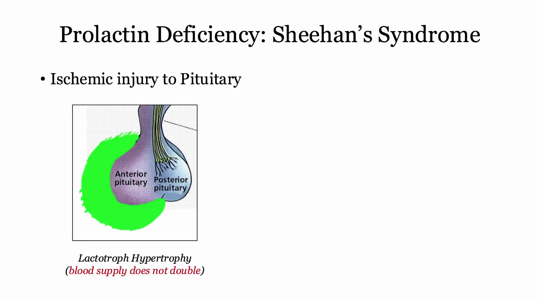For step 1, the prototypic disorder causing prolactin deficiency is Sheehan syndrome, or ischemic necrosis of the pituitary. Certainly any cause of pituitary failure can cause prolactin deficiency, but Sheehan's will be the syndrome most specifically associated with prolactin failure, given the association with pregnancy and lactation. So you will recall from earlier, I mentioned the pituitary gland doubles in size during pregnancy. I also mentioned that the blood supply does not keep pace.